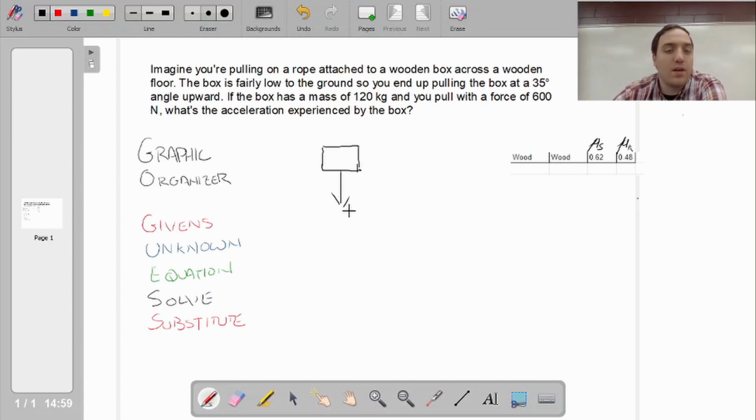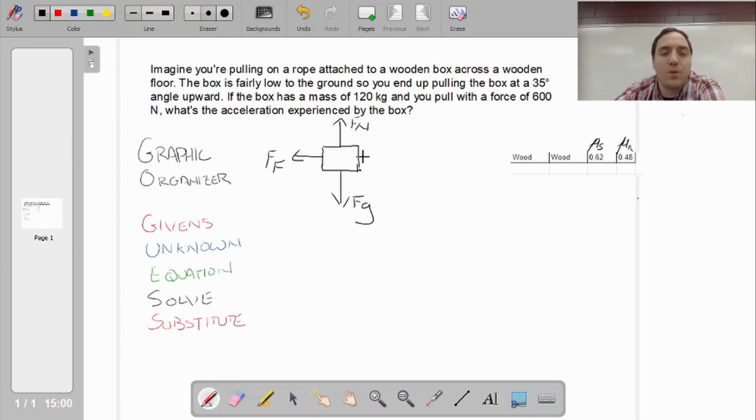The box is on the planet Earth. You're pulling it across the floor, so there's going to be a gravitational force and a floor exerting a normal force upward. You're also going to have a frictional force to the left, trying to stop it from moving, but you are pulling it across the floor. You are moving. So what type of friction is that? First question you'll have to ask yourself.